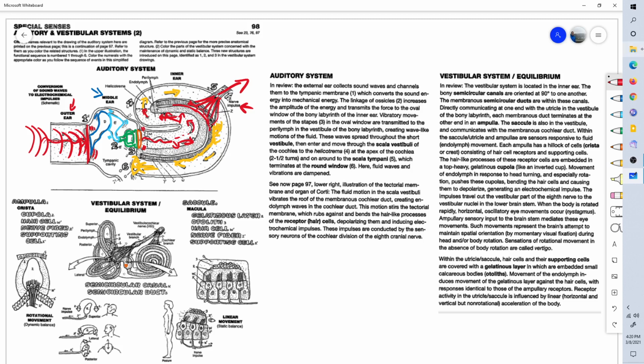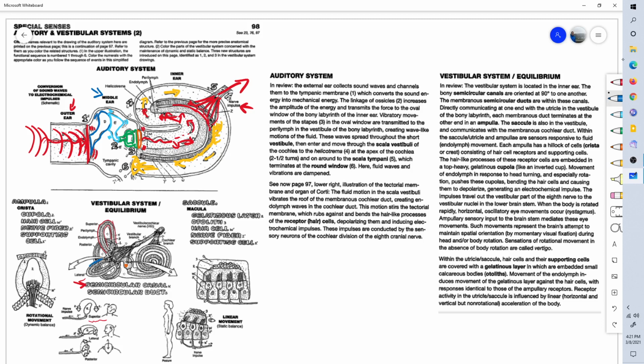Now moving on to the vestibular system. There are 3 canals called semicircular canals. And they are filled with fluid here. That's the superior canal. Superior. Then we have the lateral semicircular canal.